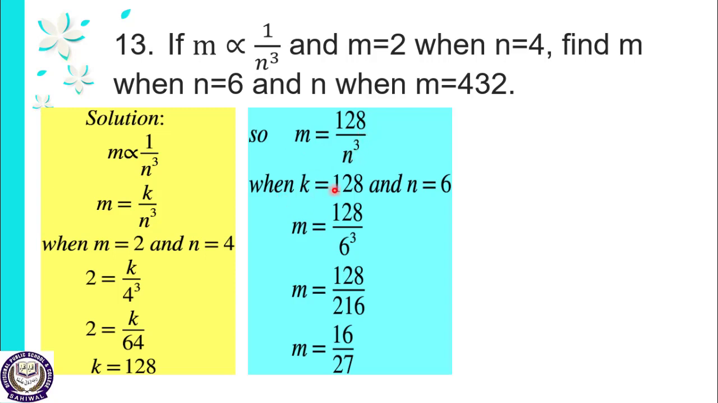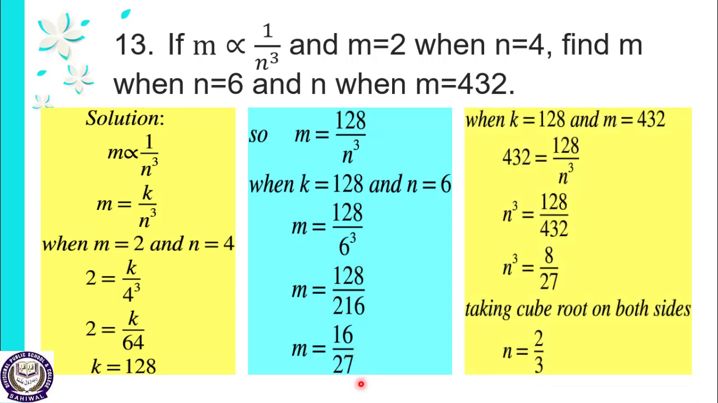When k is equal to 128 and n is equal to 6, we can find the value of m, that is m is equal to 128 over 6 cube, which is equal to 128 over 216, which on simplification will be equal to 16 over 27.